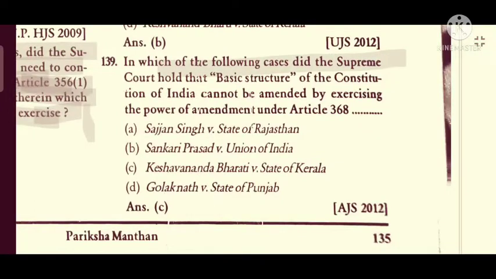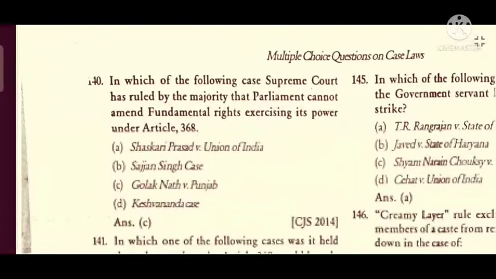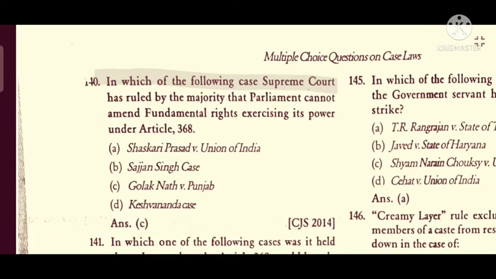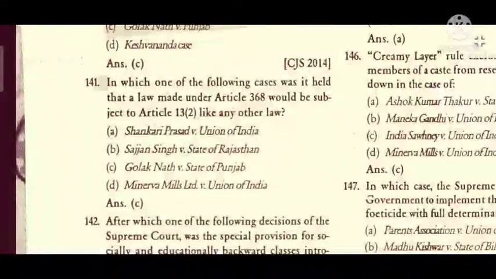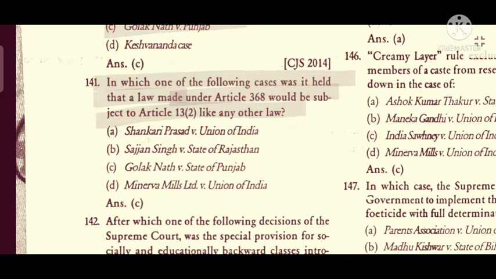In which one of the following cases did the Supreme Court hold that the basic structure of the Constitution of India can be amended by exercising the power of amendment under Article 368? Kesavananda Bharati versus State of Kerala. In which case did the Supreme Court rule that the majority of Parliament cannot amend fundamental rights exercising its power under Article 368? Golaknath versus Punjab. In which case was it held that a law made under Article 368 would be subject to Article 13, clause 2, like any other law? Golaknath versus State of Punjab.